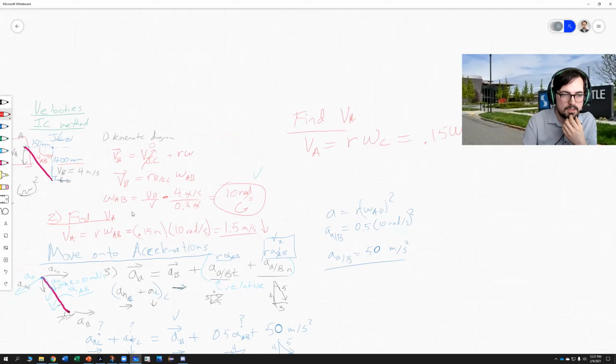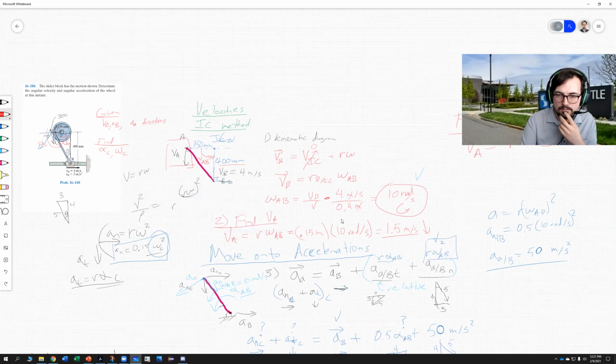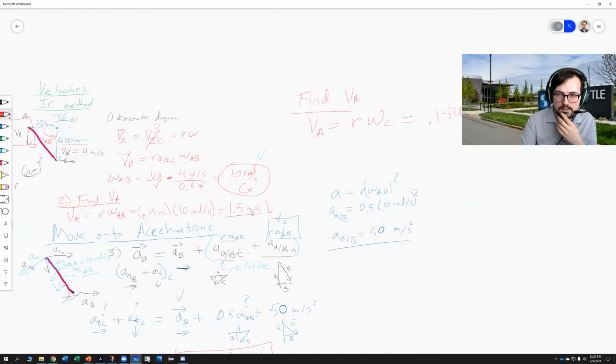Let's find VA. But we also know VA could be calculated from using the instantaneous center, because we know that member AB is rotating about that instantaneous center of zero velocity right there. VA is actually pretty easy to find, or we found it right here. So all we need to do is find omega C.